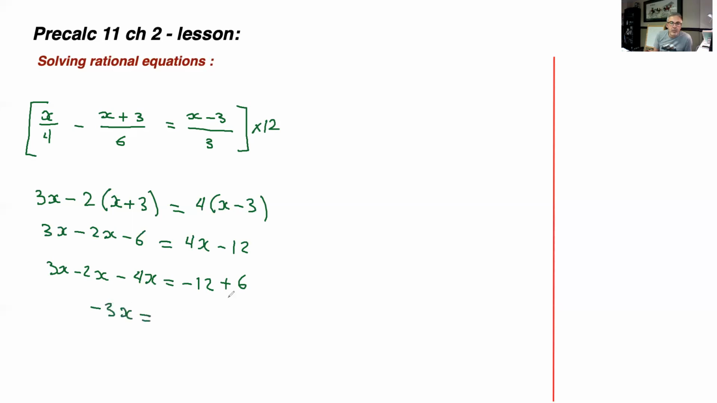X equals, that gives you negative 6. Divide both sides by negative 3. X equals 2. Check. You could always go back and test it here to make sure it works, but you could do that on your own. I'm going to move on to the next question.